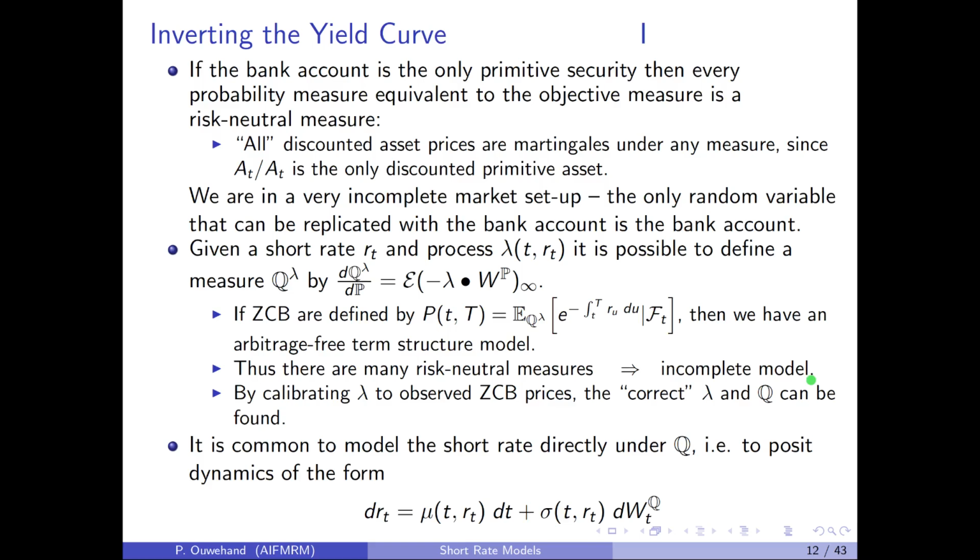However, zero coupon bond prices are traded in the market, and we cannot just accept any arbitrary value for the prices of zero coupon bonds. They must fit what we observe in the market. So by calibrating this function lambda to observed zero coupon bond prices, the correct lambda and risk-neutral measure can be found, i.e. the risk-neutral measure that is used by the market to price. Now it is very common to model the short rate directly under the risk-neutral measure, i.e. to posit some dynamics of the following form under the risk-neutral measure. In that case, you have to estimate only the parameters of the model under the risk-neutral measure, and you do not need to estimate the market price of risk.